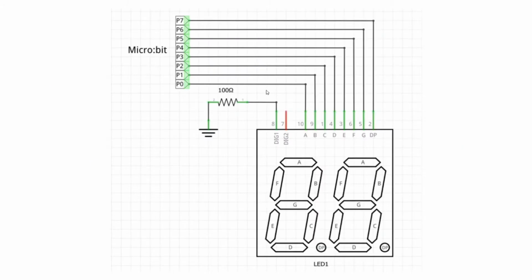So pin 0 will be connecting to A, B will be connecting up to pin 1, pin 2 will be connecting up to C, pin 3 will connect up to D, etc. You can see that this digit will connect to this resistor, which will connect to ground. And this is our 7-segment display.